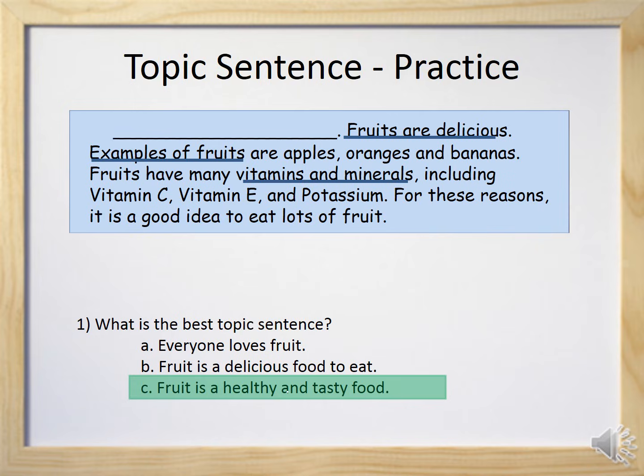And what about B? Why isn't B correct? Fruit is a delicious food to eat. Detail sentence 1 does tell us that fruits are delicious, but look at detail sentence 3. Detail sentence 3 tells us about vitamins and minerals. That doesn't support topic sentence B. The only sentence that all 3 details support is sentence C.